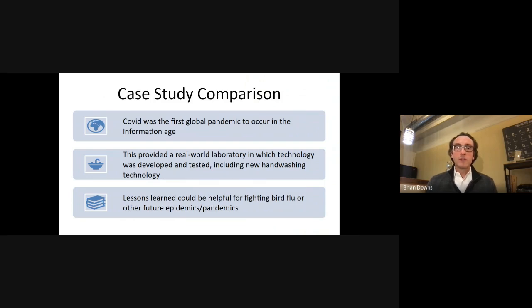Because of COVID, which is so recent in our memories, we have several case study comparisons to use to help us with designing a solution based on information technology for bird flu. COVID provided a real-world laboratory in which technology was developed and tested, and some of these lessons could be helpful for us. Next slide.